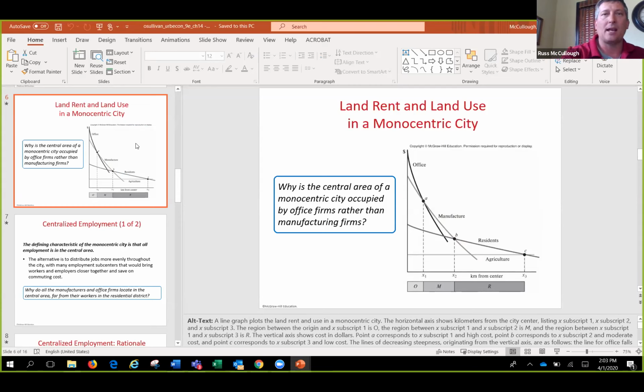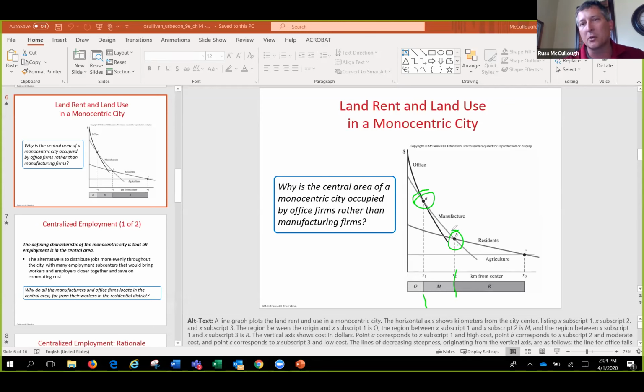And so point A ends up identifying the office district, and then the manufacturing places are willing to pay more than the residents. So they are going to be in the city up to X2 at point B, where they intersect. Notice along this bid rent function for the city, it's always the outer envelope of the amounts, showing who's willing to pay the highest.